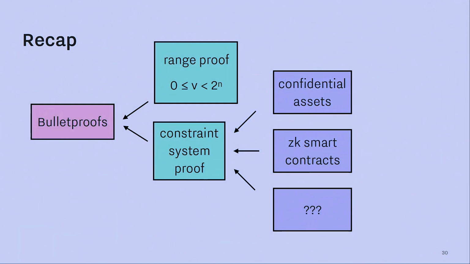Cool, so as a recap, all of this was built over the Bulletproofs proof system. We built range proofs, constraint system proofs, and using that we built confidential assets and zero-knowledge smart contracts. So I think there's a lot of other cool stuff that you can build using all of the tooling that exists here. And I'm really excited to see what else folks come up with. So yep, that's my presentation.